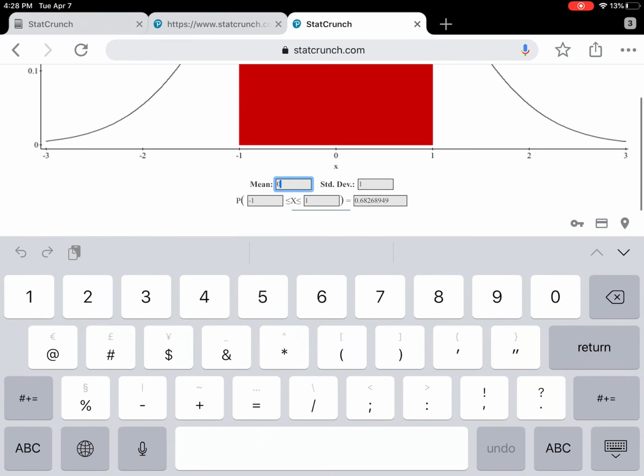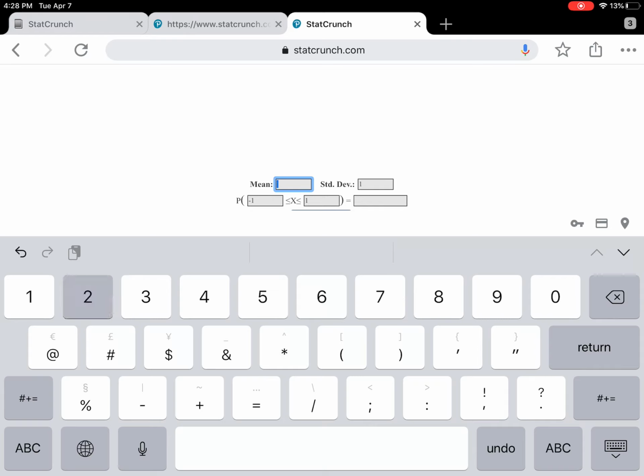How can we assume normal? Because the sample size was big. 144 was greater than 30. So we can use the normal distribution.